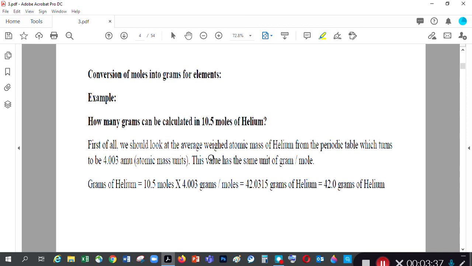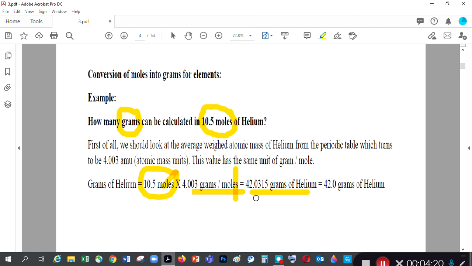So let's calculate. We have 10.5 moles of helium, and we want to convert these moles into grams. So we start with the moles, which is given to us, and then we have the atomic mass of helium, He, correct? And always look at the cancellation of the units. The moles cancel out, and this is the answer.